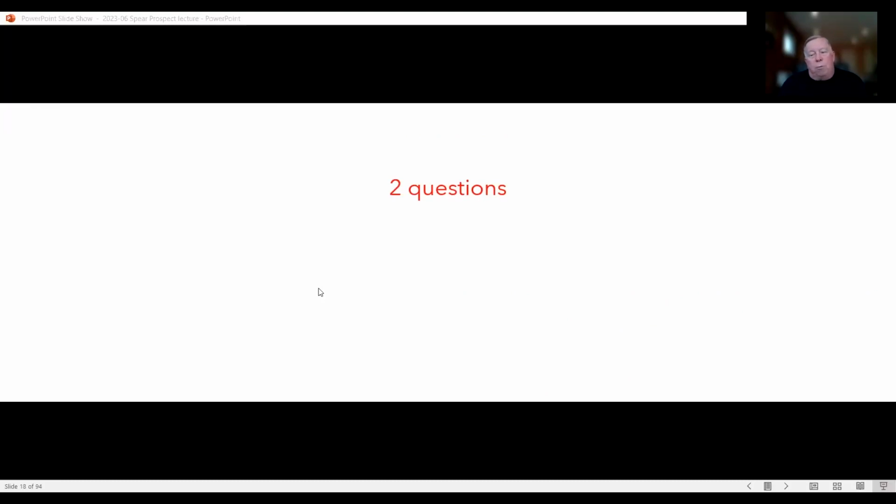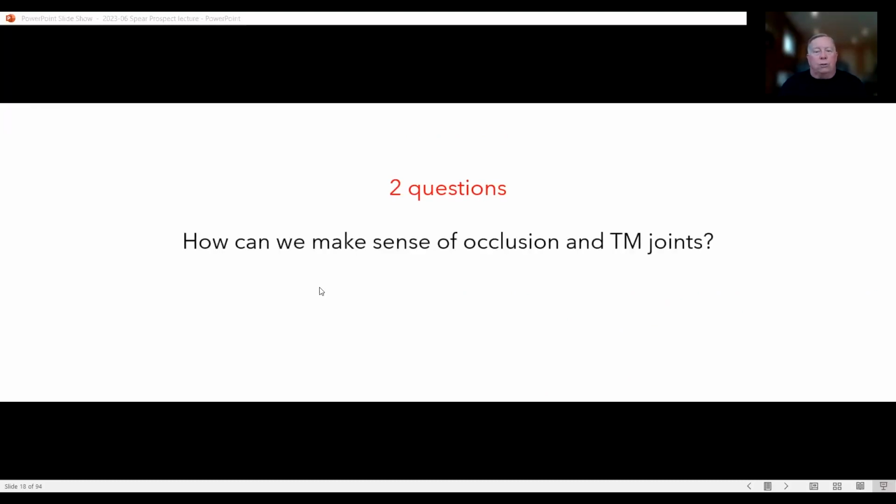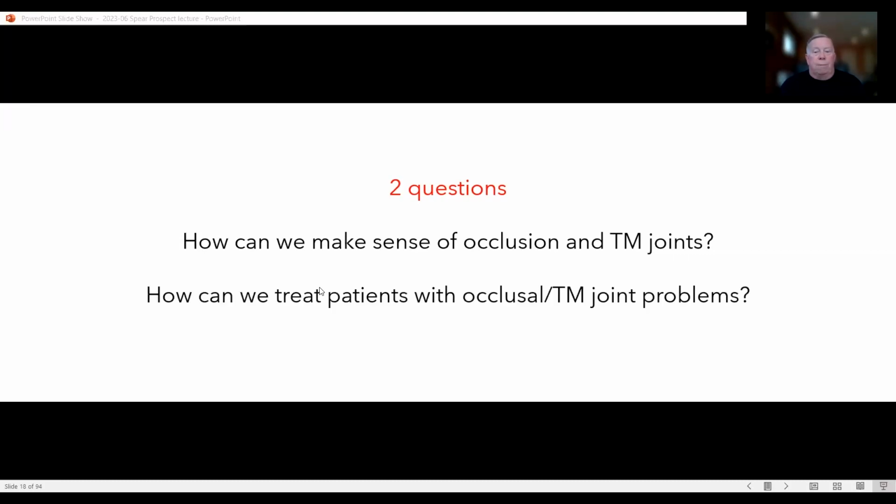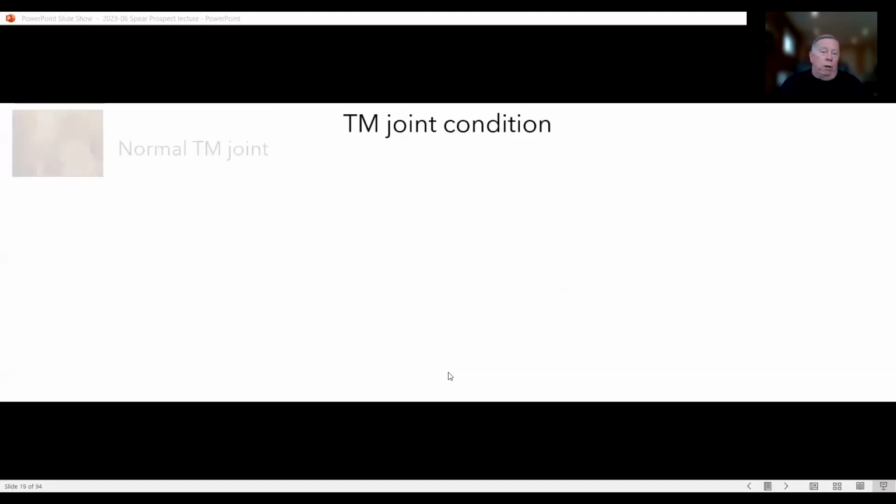So for the rest of this presentation, let's look at two questions. One, how do we make sense of occlusion in joints? And secondly, how do we treat problems with these types of patients with these types of problems? So let's talk about joint condition, because normally if we want to understand occlusion, the easiest way to understand occlusion is really to understand the joints.